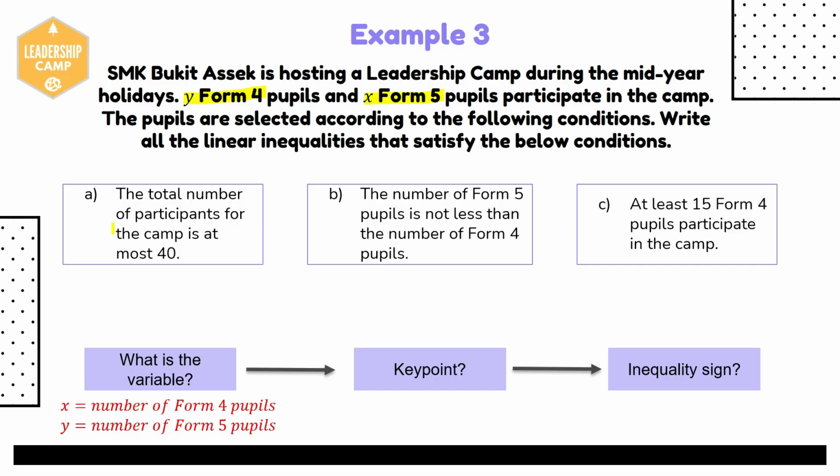Okay, time is up. Already 30 seconds. Okay, Shahila, are you there? Yes. Okay. Now, for the first condition, what is the key point? What is the key point for the first condition? The total number of participants for the case. X plus Y. Okay, you say X plus Y. And then? X plus Y less than or equal to 40.